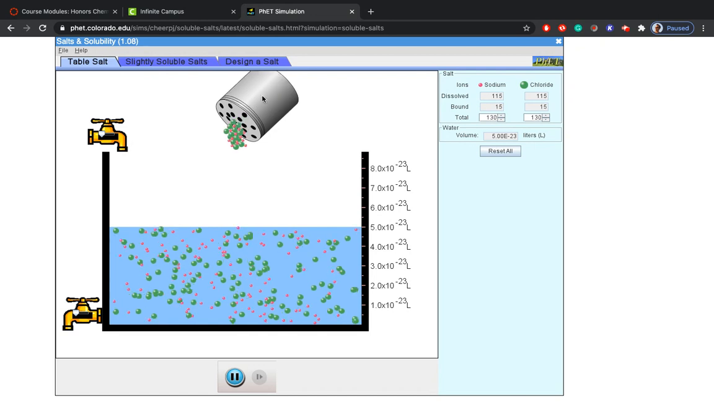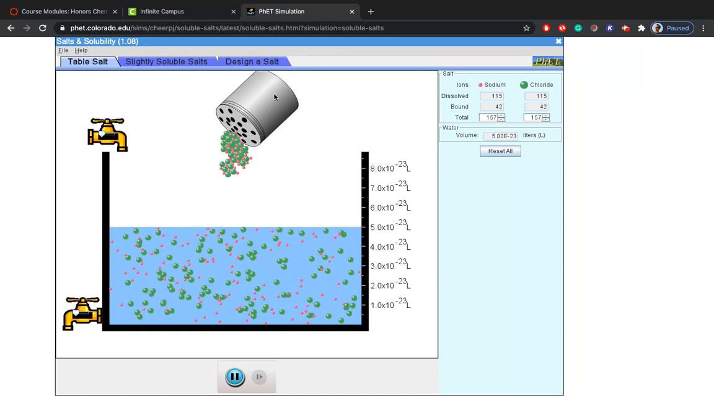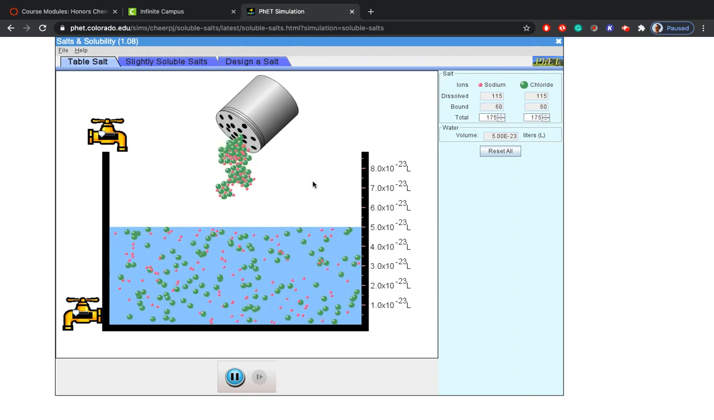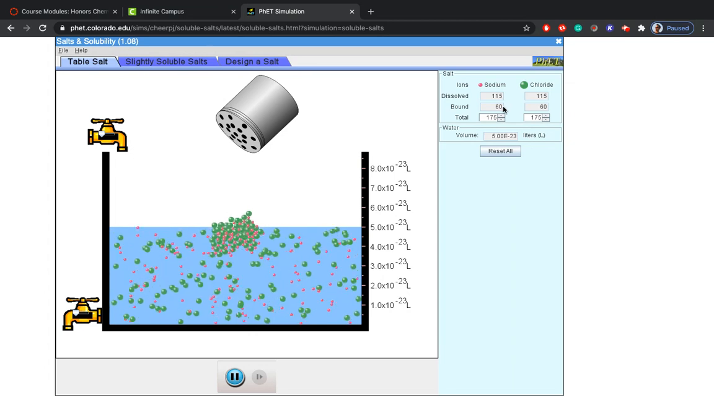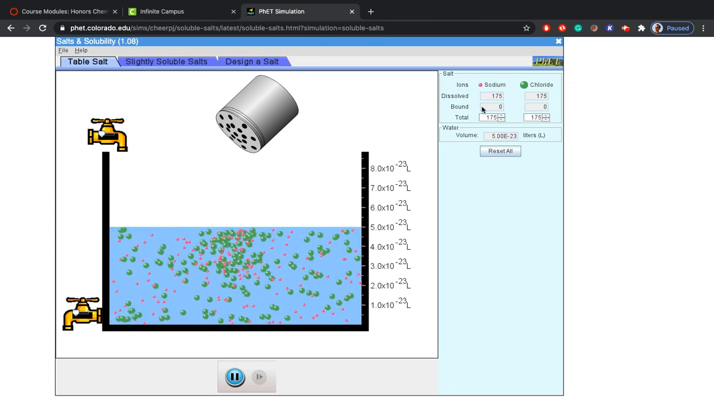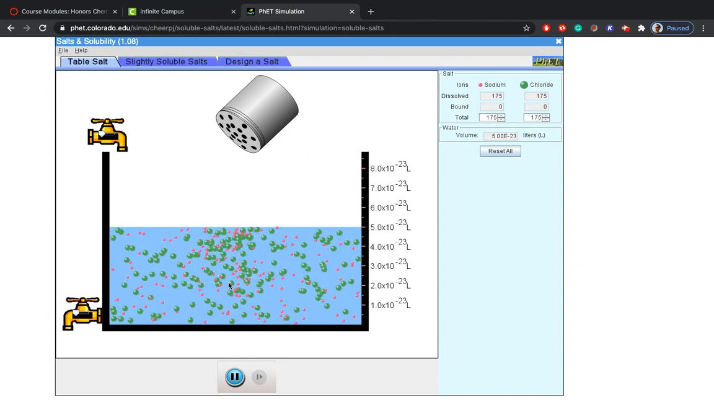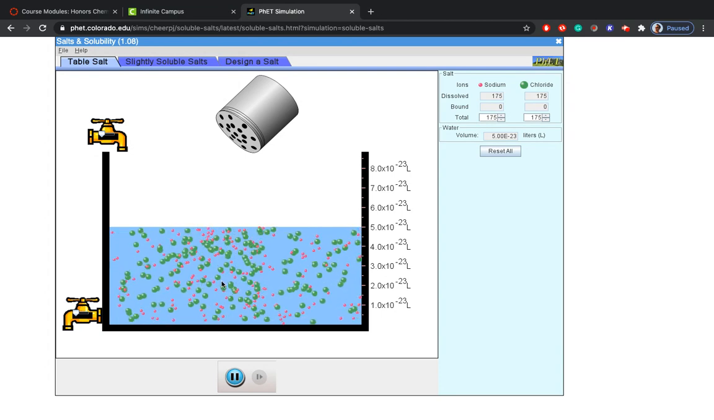So I'm going to keep adding, and we'll see that I keep adding more. You can see the bound means the solid state. And as it hits the water, the bound ones are dissolving, and they're going down as you get more and more dissolved ones. You're getting kind of concentrated. So this is how you concentrate a solution: you keep adding solute to the same amount of solvent.